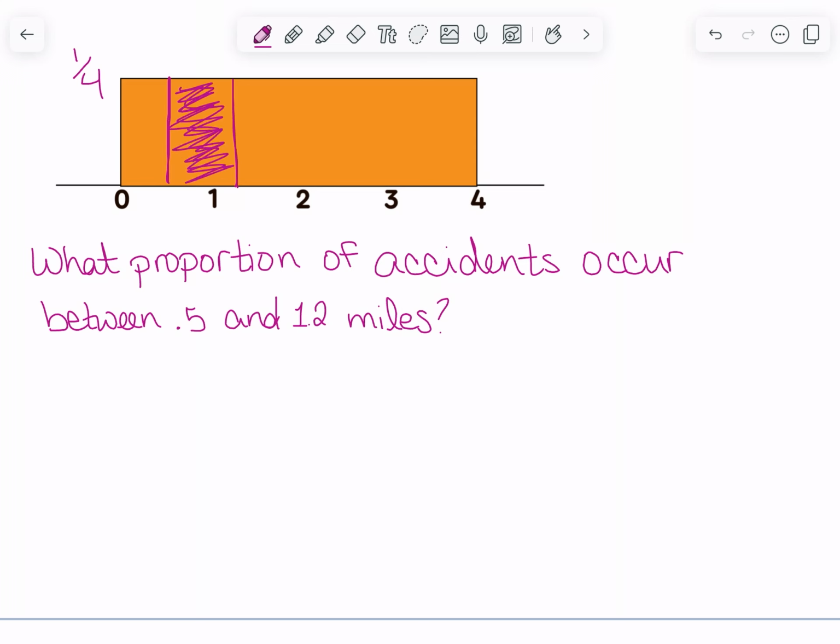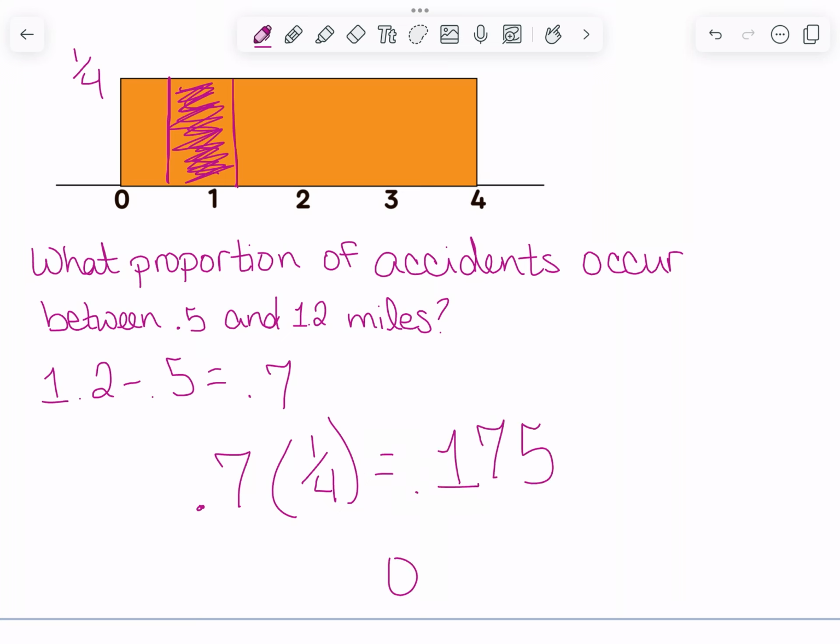This is still a rectangle, but it's a little bit more work to figure out the width. So this width occurs between 0.5 and 1.2. So if I subtract 1.2 minus 0.5, I get 0.7. And that is going to be the width of this rectangle. Its height is still 1/4, and if I multiply these, I get 0.175, or 17.5%. So approximately 17.5% of accidents will occur between 0.5 and 1.2 miles of this road.